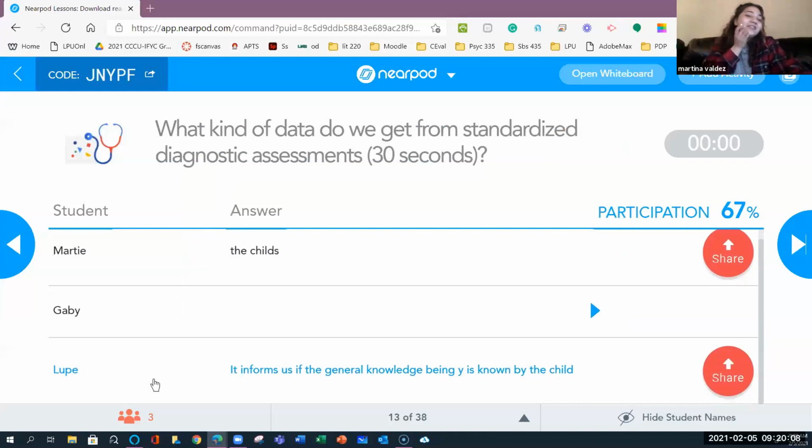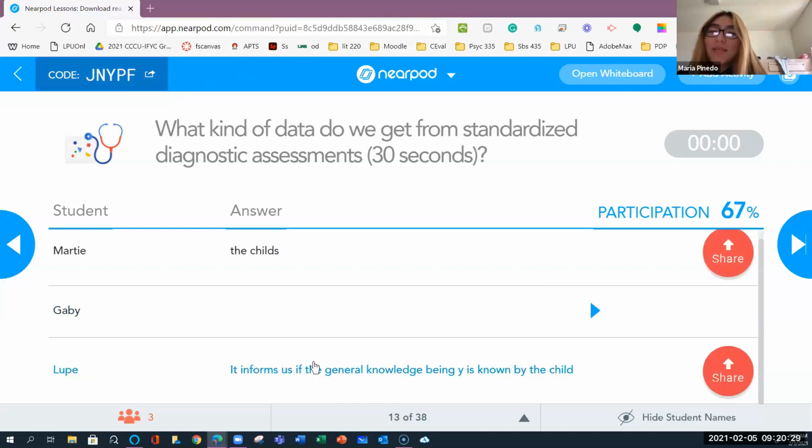Okay, but this one is about data, what data we're getting from standardized tests. And I totally get it. You guys are right. So let's see what Lupe has to say, since she already wore those glasses. And so I know that she'll have a totally different vision.